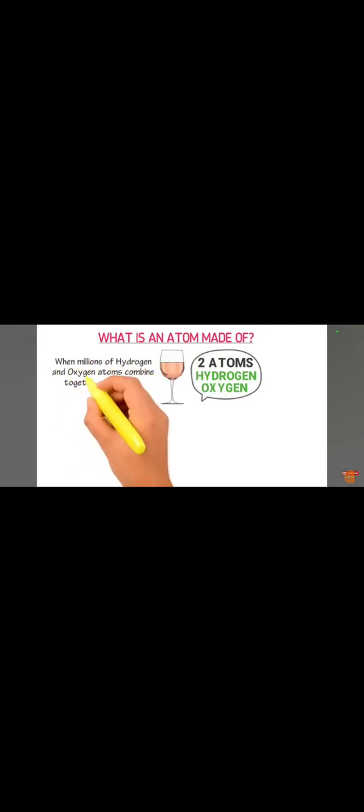Now, what is an atom made of? Well, until now, we have learned that matter like water is made of 2 atoms, hydrogen and oxygen. When millions of hydrogen and oxygen atoms combine together chemically in a fixed ratio by mass, we get 1 glass of water.